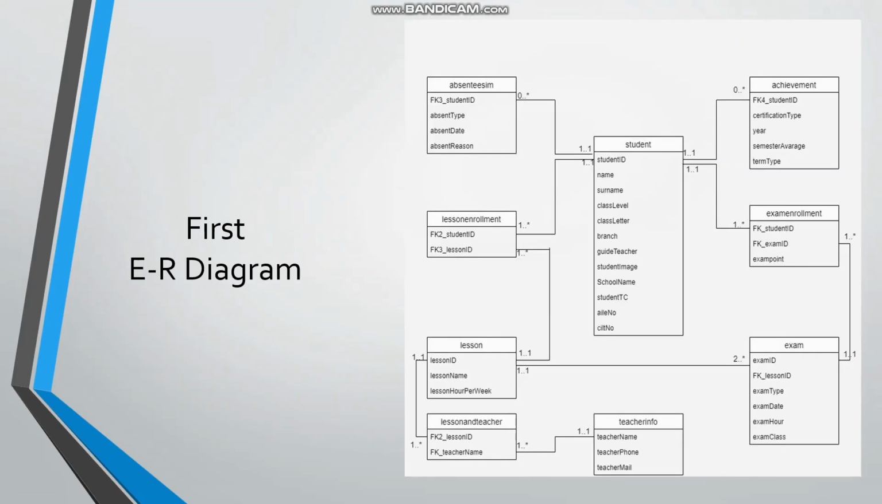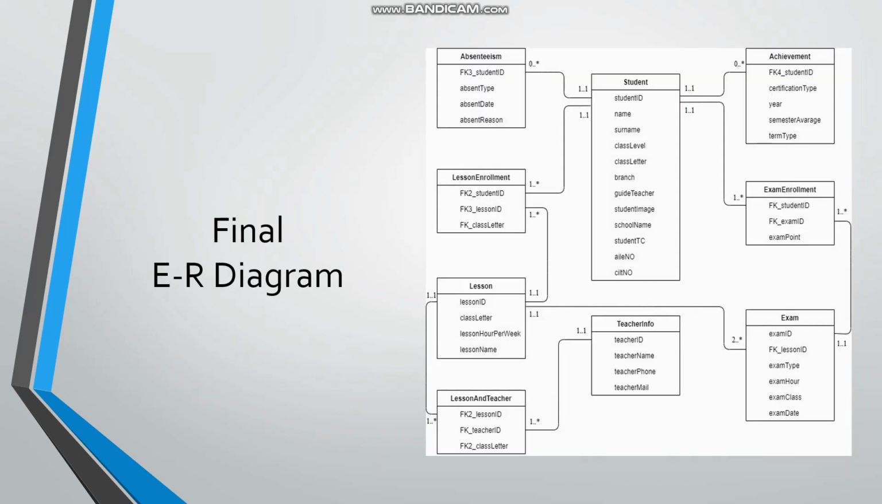This is our first ER diagram. In this diagram, we try to determine keys. For example, in teacher info, teacher name is selected for primary key, but it is not allowed for two different teachers to have the same name, so we update it in the final ER diagram. We add teacher ID and select it as primary key, and the problem is solved.